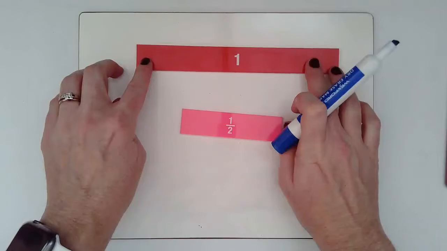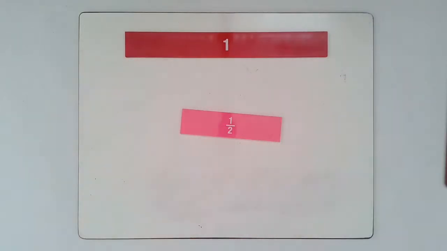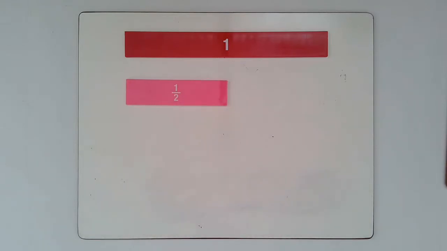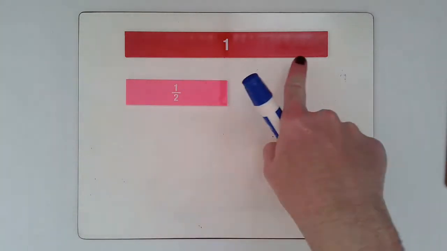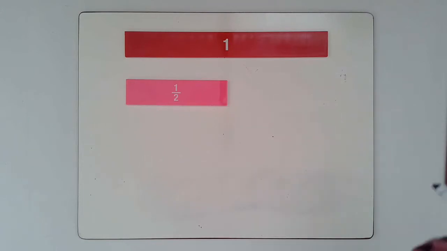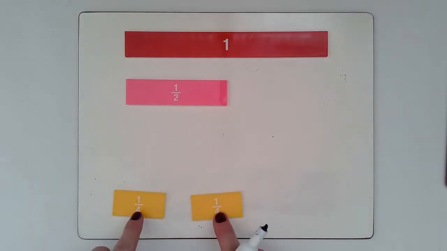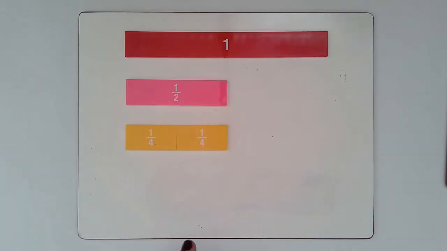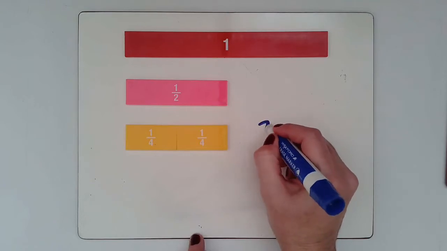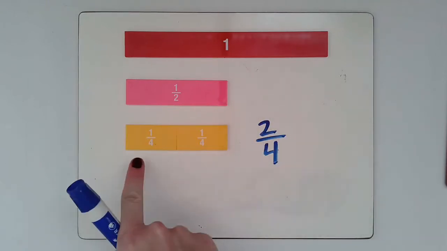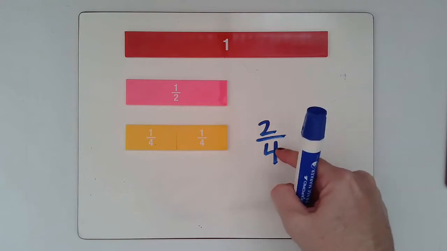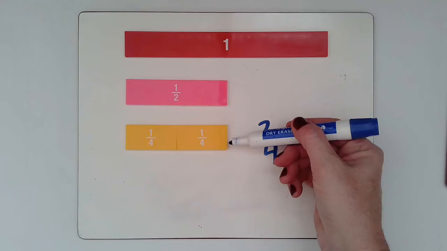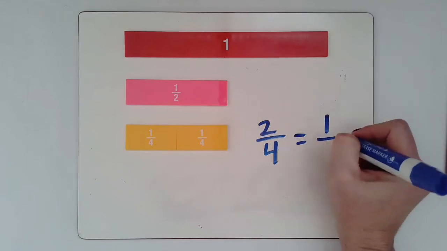Okay, you can see this red bar represents one whole. Okay, and this pink one represents 1/2. It's 1/2 of a whole. Okay, so let's take a look at these two yellow ones. Okay, and if you can't tell, these two yellow ones are 2/4, because 1/4 and 1/4 together is going to give me 2/4. So I can see here that 1/2 and 2/4 are equal to each other.